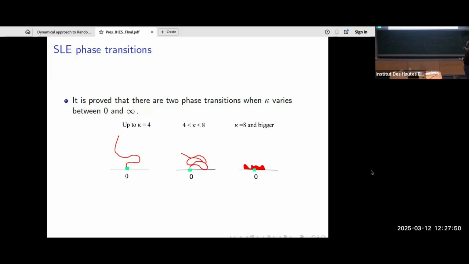From kappa between 4 and 8, we have double points almost surely, so the curve starts to behave differently. This is why you intuitively need the notion of generating a hull, the one that we needed before the theorem. And now from kappa equal to 8 and bigger, you start to have this space-filling behavior. So I hope I gave you a bit of a crash course on this type of SLE picture.